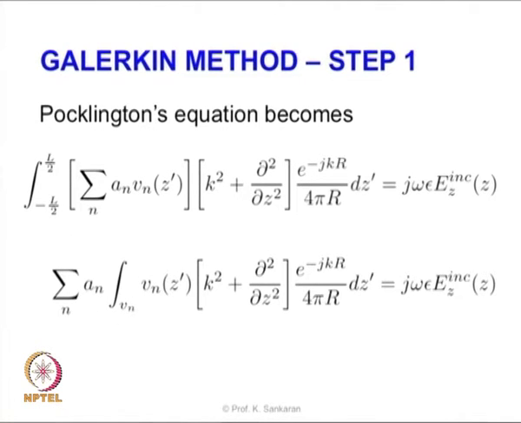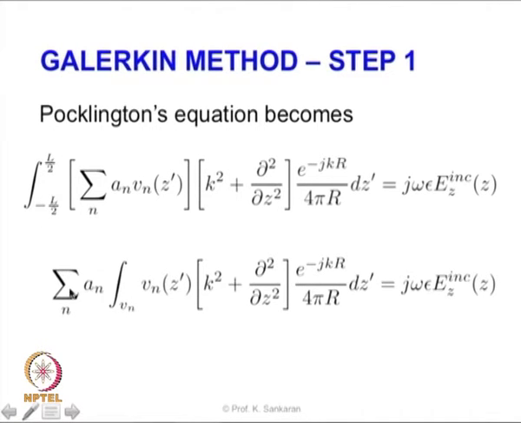What we have got here is instead of the integration going from minus L by 2 to L by 2, we are going to go into the individual elements. For individual elements, the integration is going to be between the starting and ending point of the basis function itself, and that is why we have got v of n here. And once we get this, the summation here will take care of the entire thing.